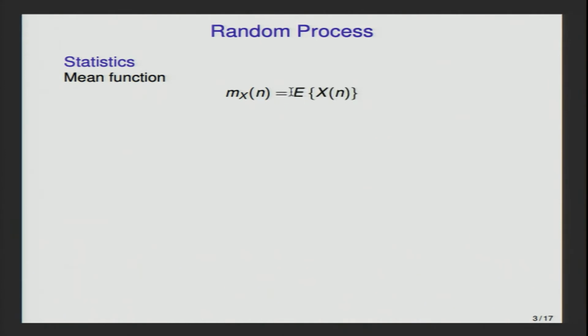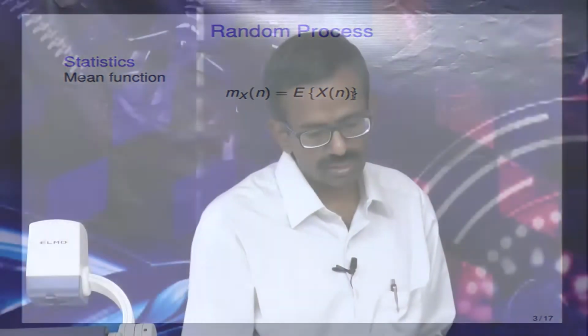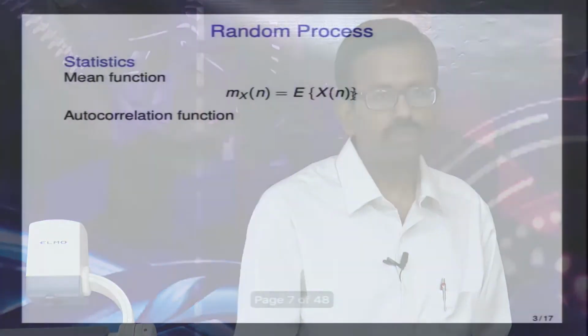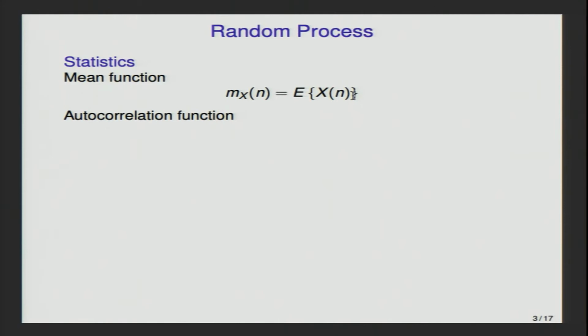So as in standard probability, this E represents the expectation, and these curly braces represent that it's a process, and by this we mean there are many ensembles or realizations of this process. So this mean is the mean across these ensembles. This mean relates to one specific time. So, extending this to the same process at two different times, let us say for example n1 and n2.